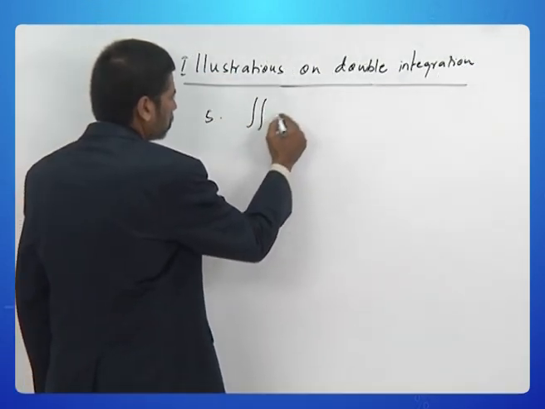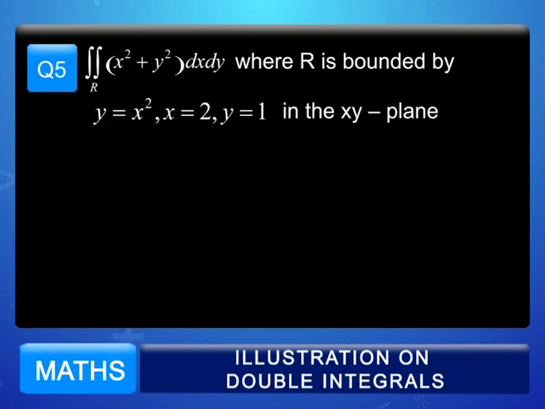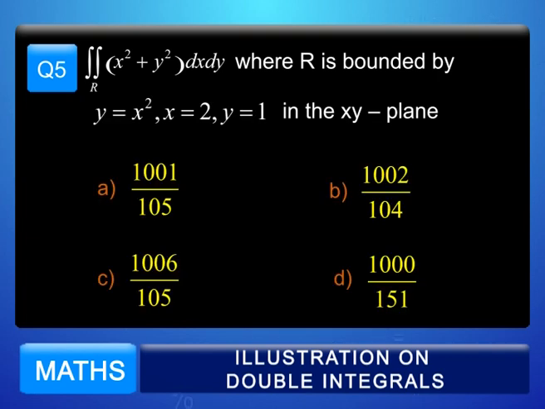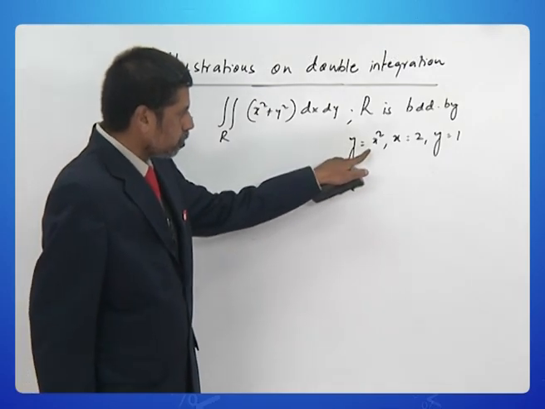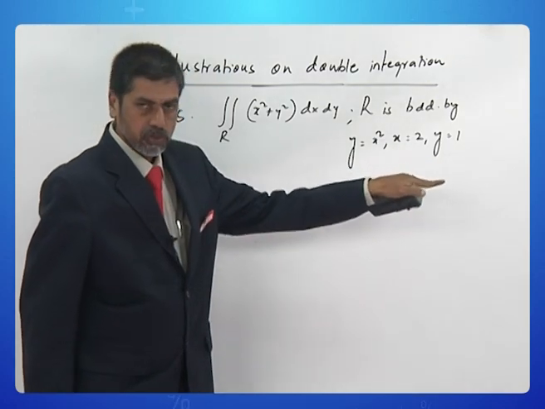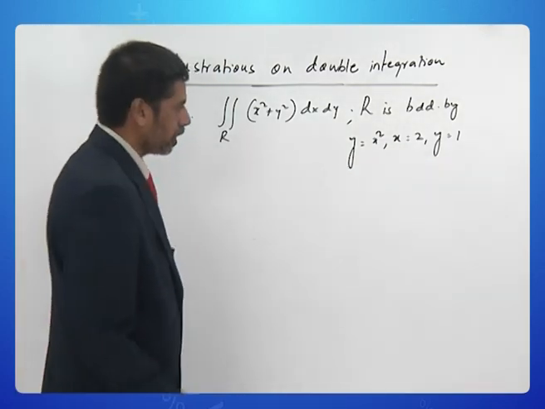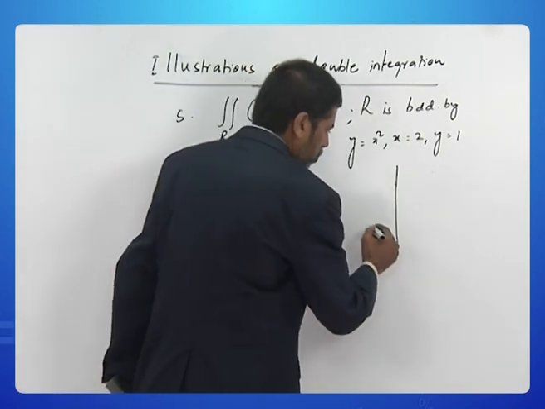Double integral x squared plus y squared dx dy over R, and R is bounded by three curves: y is equal to x squared, x is equal to 2, and y is equal to 1. Now you can see that there is a parabola and two straight lines. So the region is not rectangular or square. So let's draw a simple diagram.